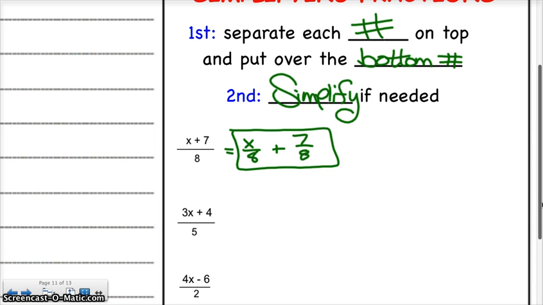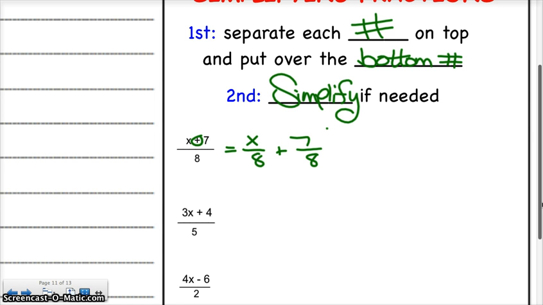It does all prep you up for graphing though, because it's going to show you a slope and a y-intercept. You don't know that yet, you will. That's the purpose here. We're trying to teach you to break some things up so we know how to graph a line. Okay? Again, x is on top, put it over the bottom. Plus, because there's a plus in the middle. 7 is on top, put it over the bottom.